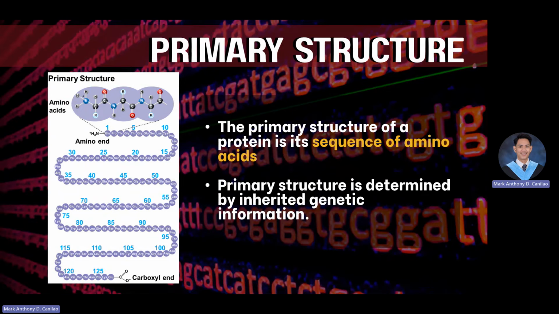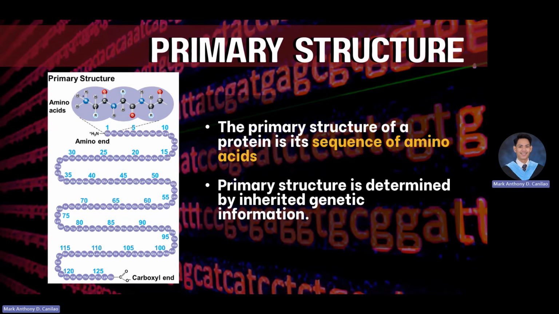So, balikan lang natin yung GenBio na we were able to discuss the different structure of protein known as the primary, secondary, tertiary, and quaternary structure. The primary structure of the protein is the sequence of the amino acid. And again, the primary structure is determined by inherited genetic information. So when it folds, it gives rise to secondary, tertiary, and quaternary.